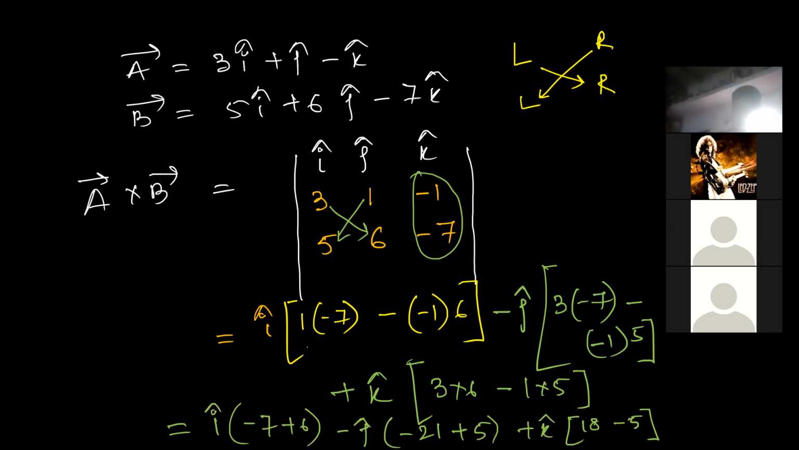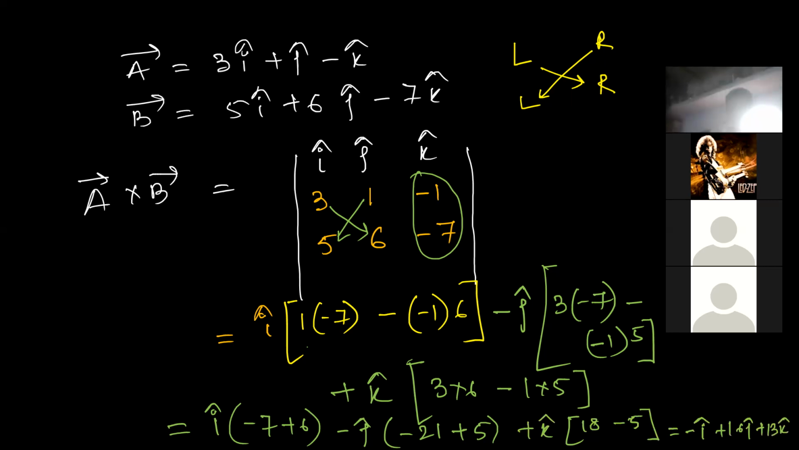Simple. Now what is the final answer? Minus 7 plus 6, it is minus 1. That means it will consist minus of i cap. Now minus 21 plus 5, it is minus 16. This minus 16 and minus j cap, this is plus 16 j cap. And finally, I'm getting 13 k cap.